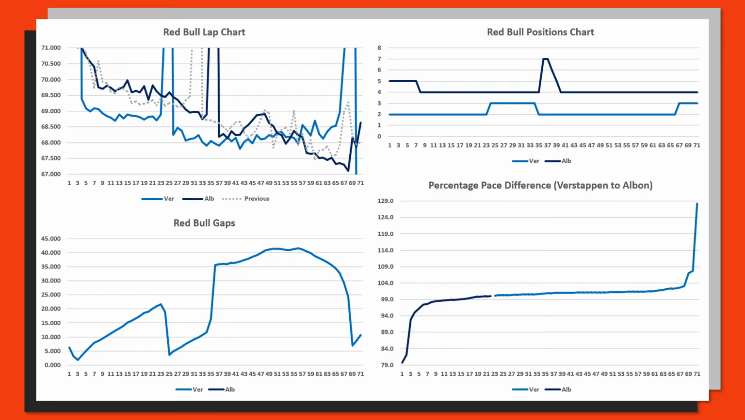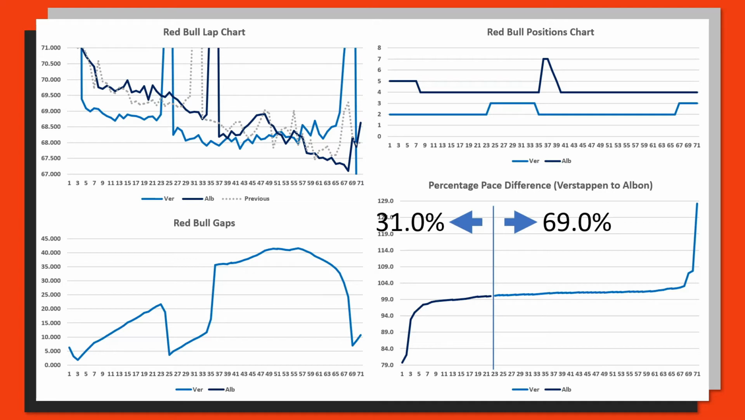looks like this. Which, if we split this line down the middle, we can see that for 31.0% of the laps raced, Alex Albon was the faster of the Red Bulls, and then for 69.0% of the laps, Max Verstappen was the faster of the two Red Bulls.